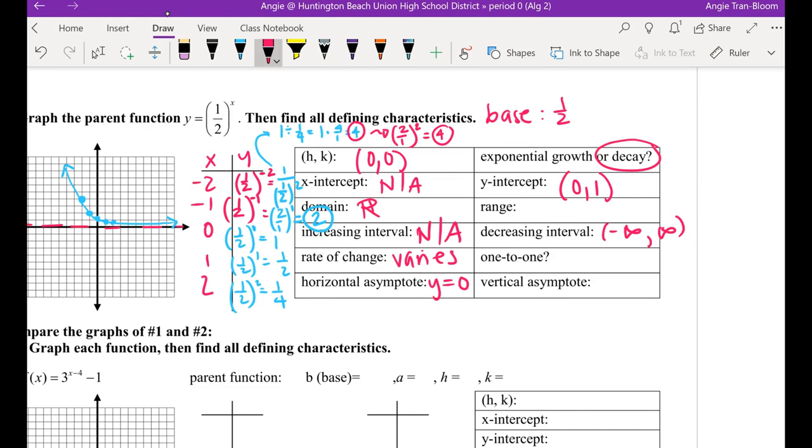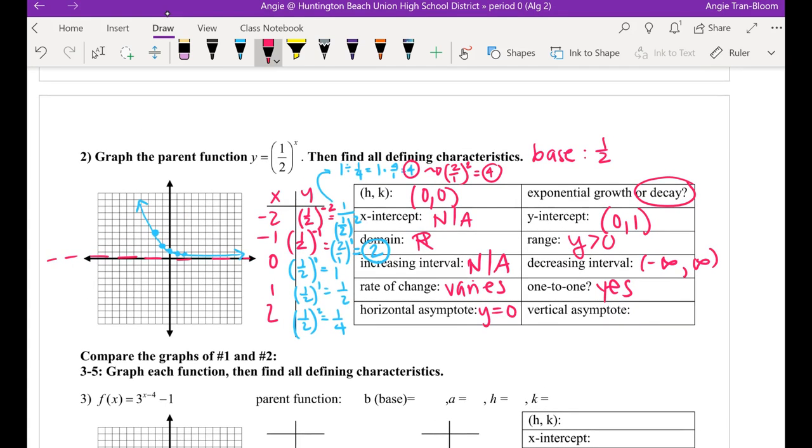The range is? Y is greater than 0. Is it a 1-to-1? Yes. Okay. So both of these are parent functions. What's the difference between the two of them? One's a fraction, which results in a decay function, and one was a base of 2, which was a growth.